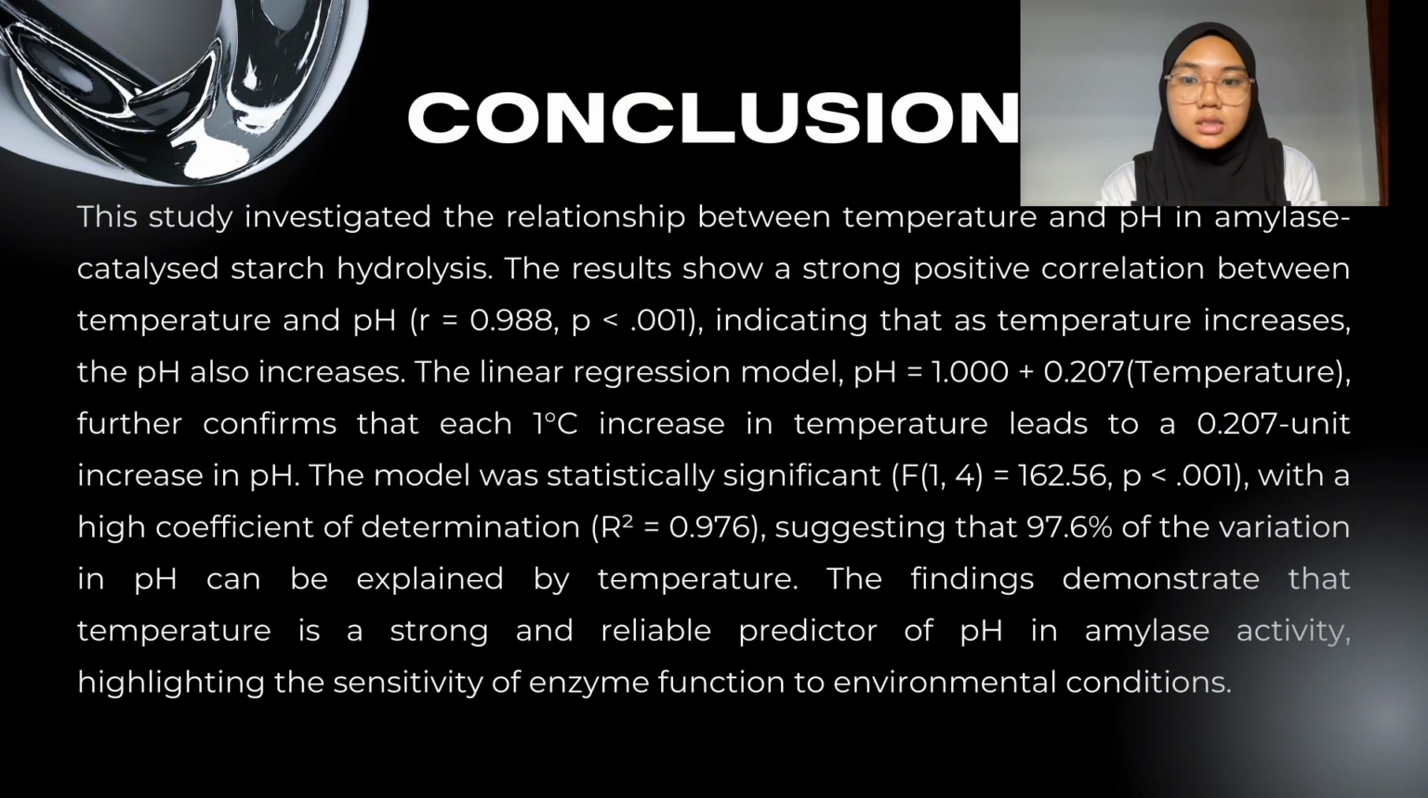The model was statistically significant, F equals 162.56, p less than 0.001, with a high coefficient of determination, R squared equals 0.976, suggesting that 97.6% of the variation in pH can be explained by temperature. The findings demonstrate that temperature is a strong and reliable predictor of pH in amylase activity, highlighting the sensitivity of enzyme function to environmental conditions.